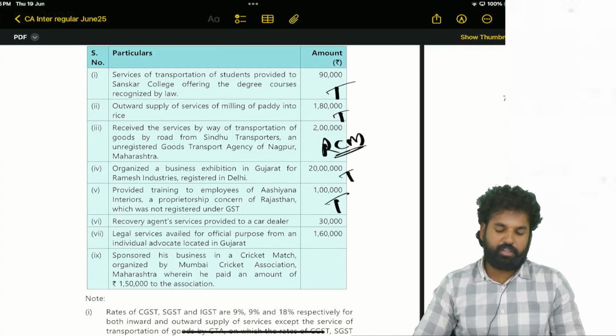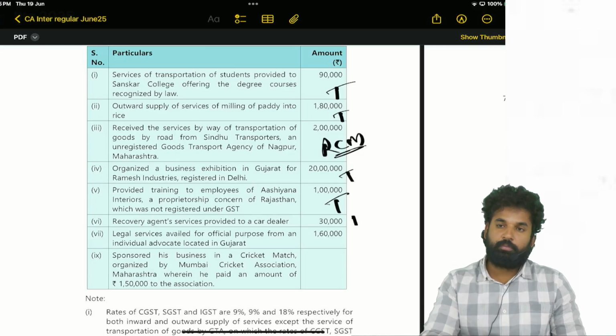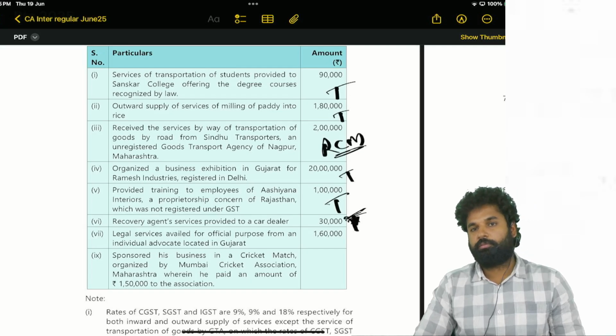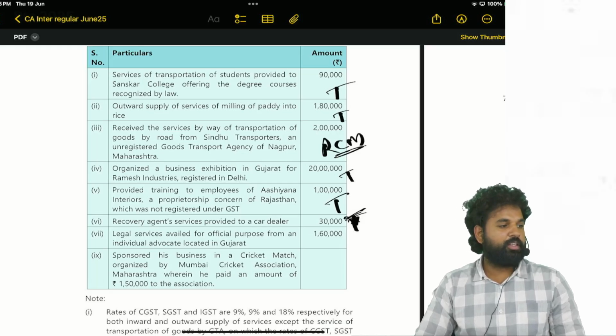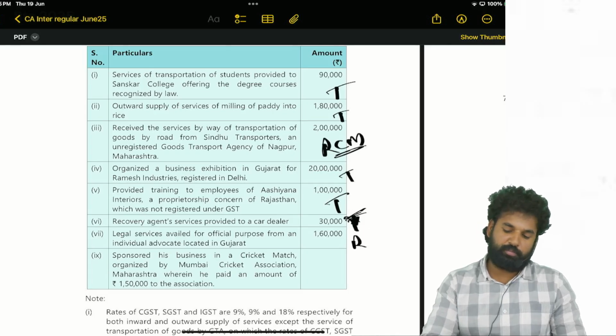Okay, next, recovery agent services provided to a car dealer. Taxable or not? Forward charge, reverse charge. Recovery agent services provided to a banking company, then it is reverse charge. Other than a banking company, forward charge. Legal services availed for official purpose from an individual advocate located in Gujarat, 1,60,000. Official purposes means legal services to a business entity. Reverse charge, RCM, taxable.